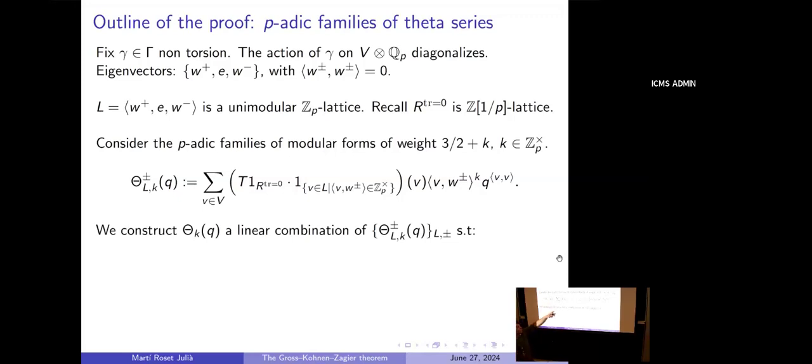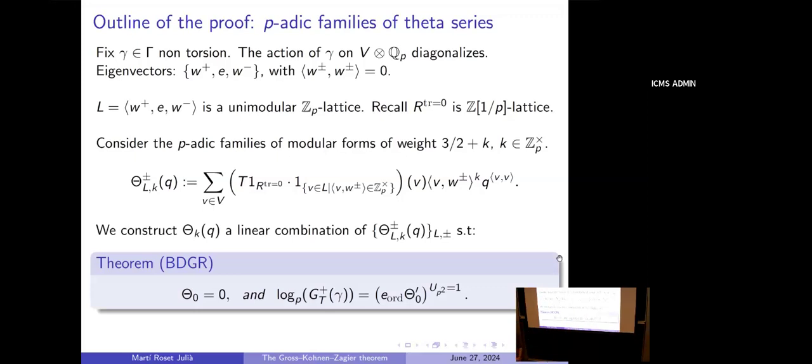So what we do with this is we choose a suitable combination of theta series of this style, where we vary the lattice L, because it can be scaled in several ways to make it unimodular. And we also vary the pluses and the minuses. And this combination of theta series happens to satisfy these properties. The first one is that at weight 0, at the specialization at k equals 0, which is at weight 3/2, it vanishes. And this looks reasonable because when k is 0, there's not much difference between the w plus and the w minus, as here we don't have anything. So if you take a suitable combination, everything vanishes.